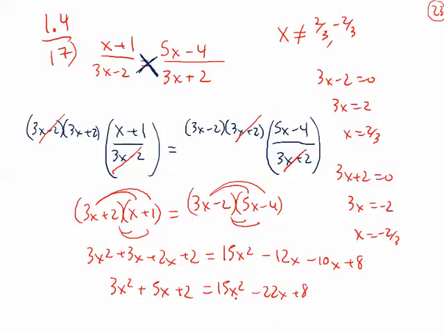Okay, I can either move everything over to the left, or I can move everything over to the right. You know what I'm going to do? I'm going to actually move everything over to this side. Minus 3x squared, minus 5x, minus 2, and I'm totally running out of room here.